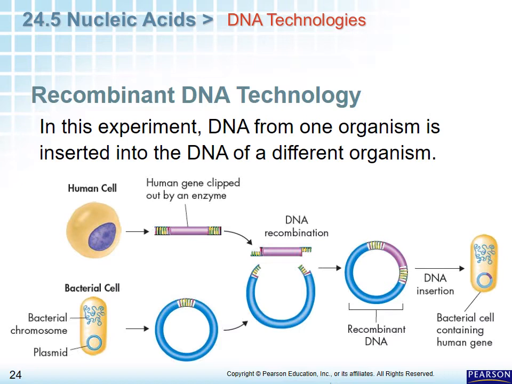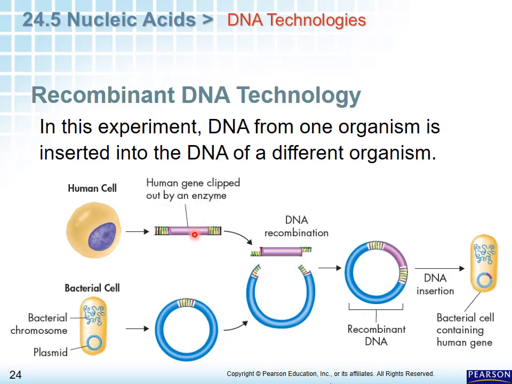Now, students, here is an experiment of recombinant DNA technology. In this experiment, DNA from one organism is inserted into the DNA of a different organism. Suppose what we are going to do is take a part of DNA, or a gene, from a human being and insert it into a bacterial cell. So how is it going to be? Look here. Human genes are clipped out by an enzyme.